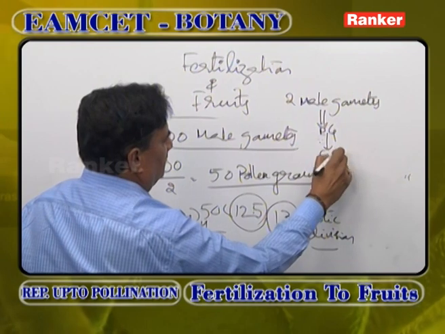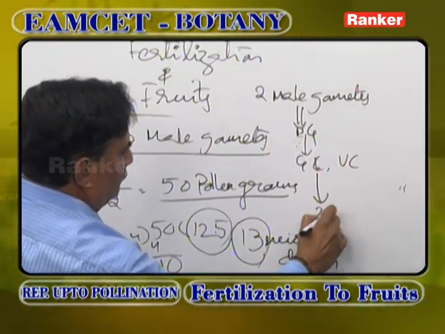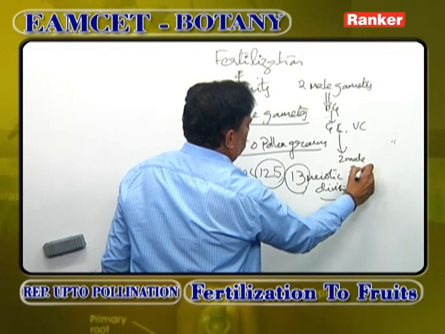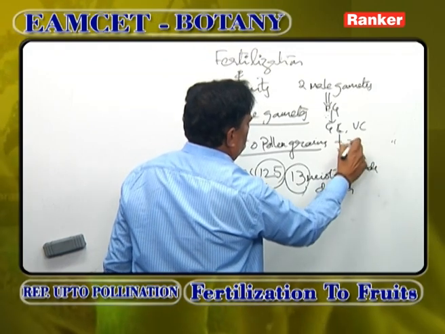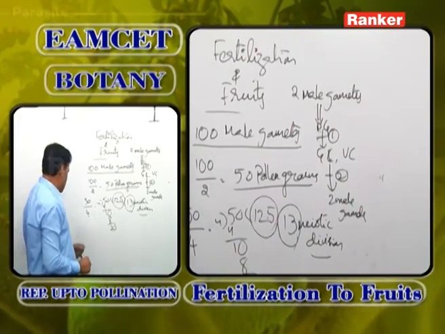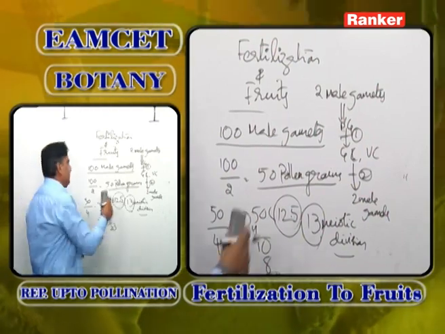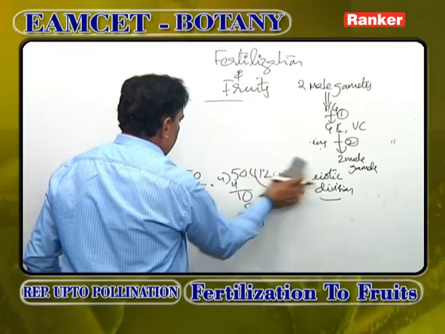Now, to produce 2 male gametes in an angiospermic plant, first the pollen grain undergoes 1 mitotic division to produce a generative cell and a vegetative cell. The generative cell divides and produces 2 male gametes. So, to produce 2 male gametes, 2 mitotic divisions are required. To produce 100 male gametes, 100 mitotic divisions are required.